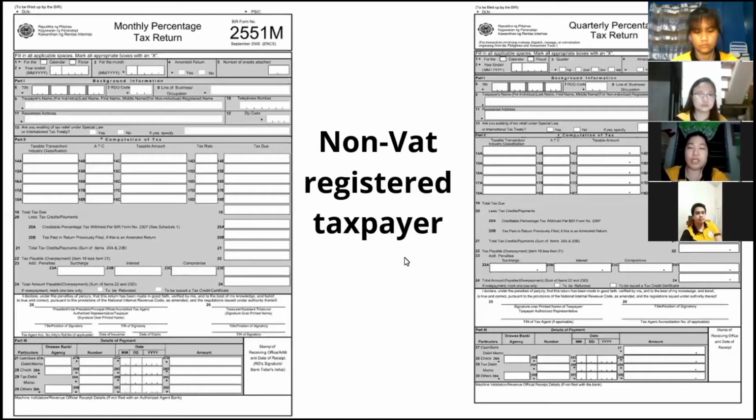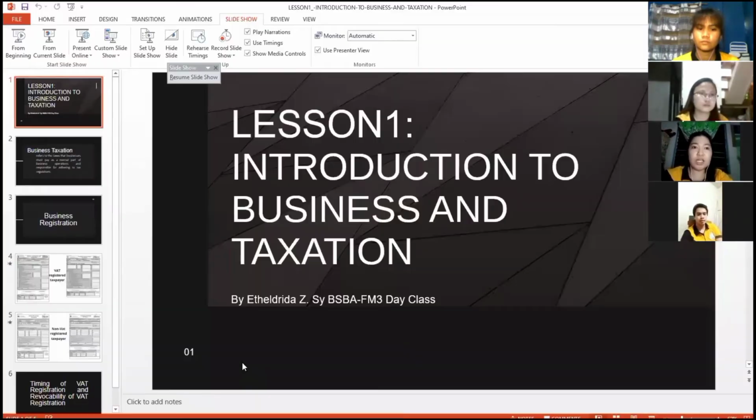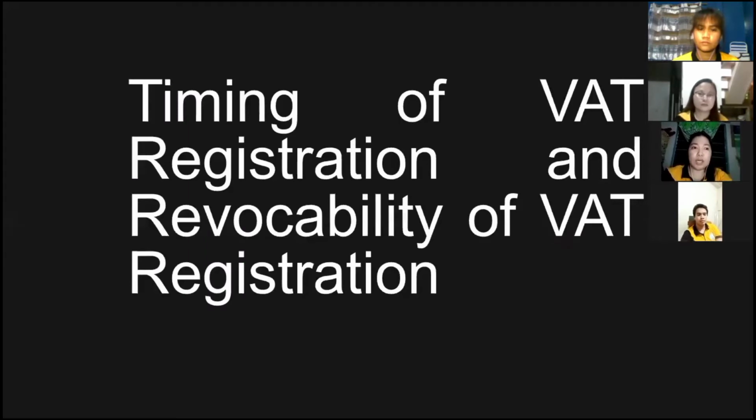And the next one is the timing of VAT registration and revocability of VAT registration. Timing of VAT registration is when the business is expected to exceed the threshold of 3M within 12 months. It is required to register before the end of the following month.